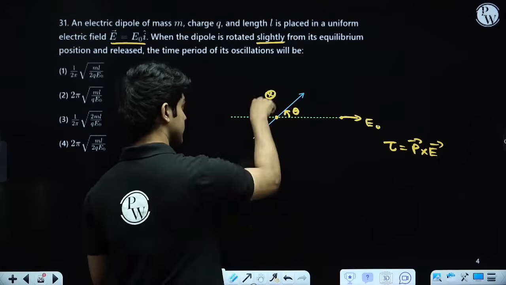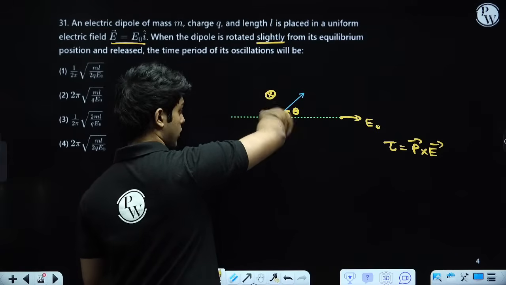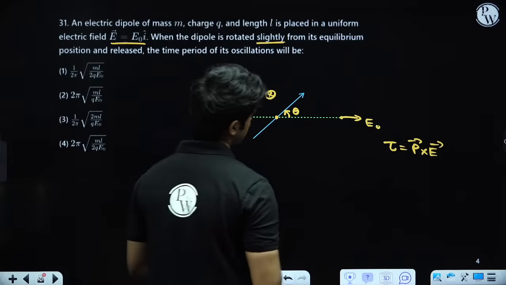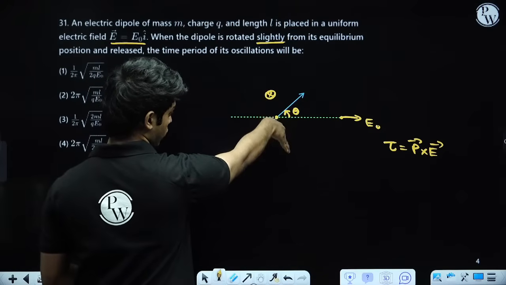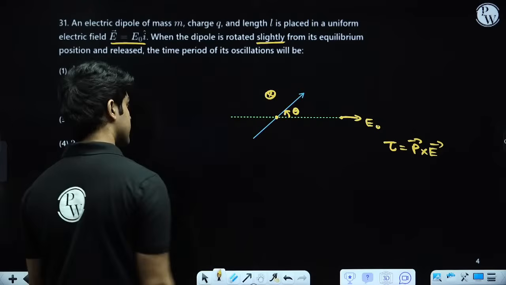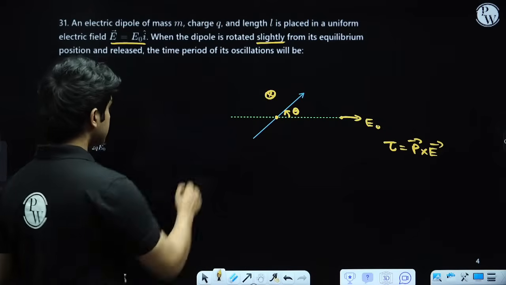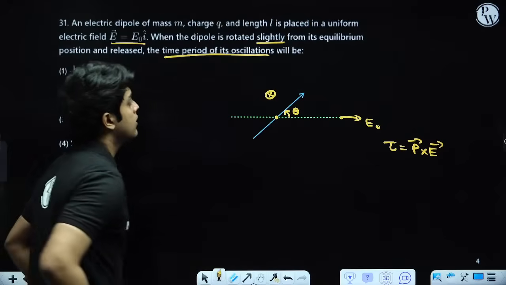So the torque is into the page, which means the dipole will rotate clockwise. So the dipole will come back to the equilibrium position. Then it will have some velocity and it will go clockwise and continue this oscillatory motion. So we have to find the time period of that oscillation.